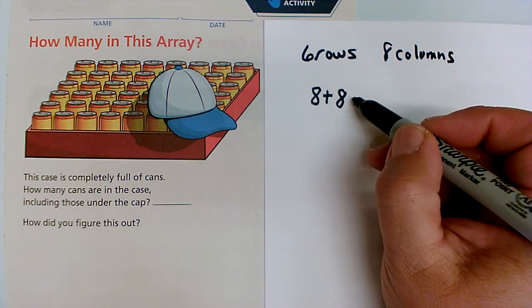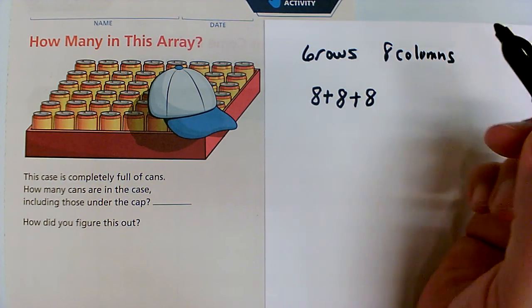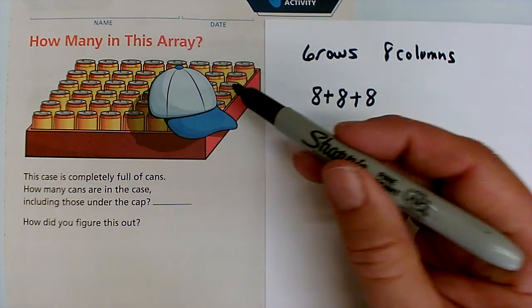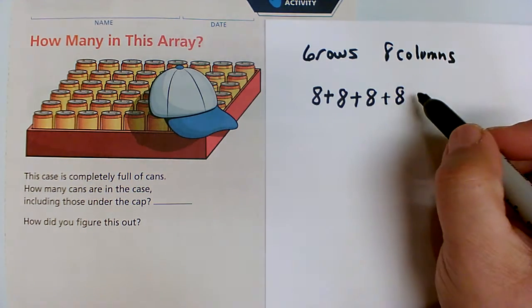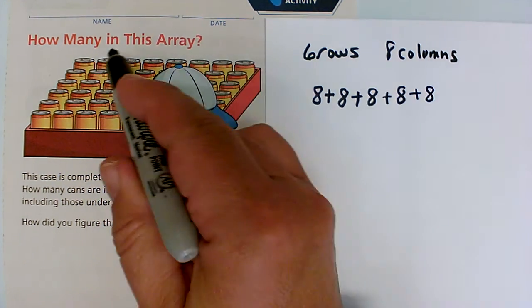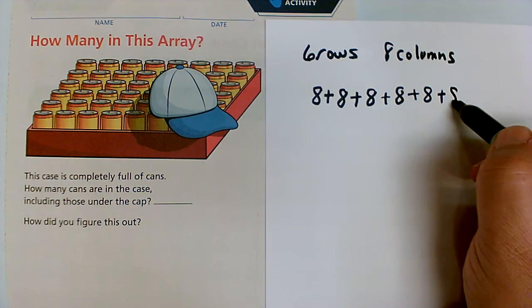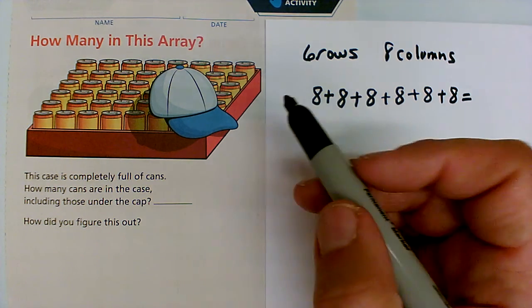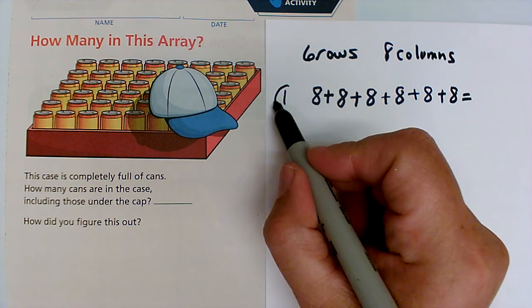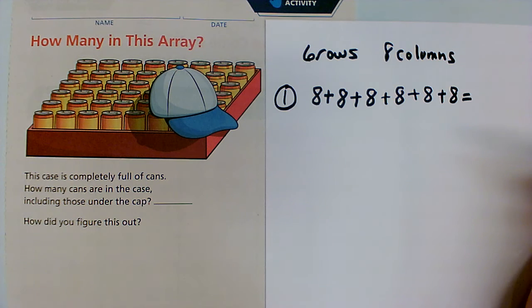Then we're looking at row 3 that also has 8 cans in it. Row 4 also has 8 cans in it. Row 5 we're going to add another 8. And row 6 we're going to add 8. Okay, so let's take a look at what repeated addition sentence number 1 is going to come out to be.